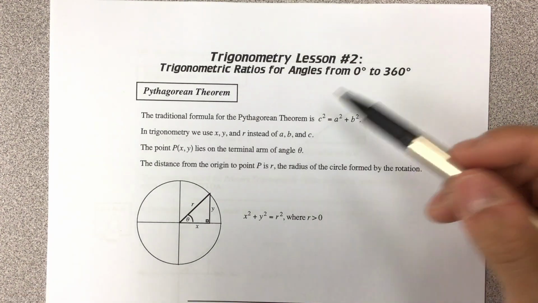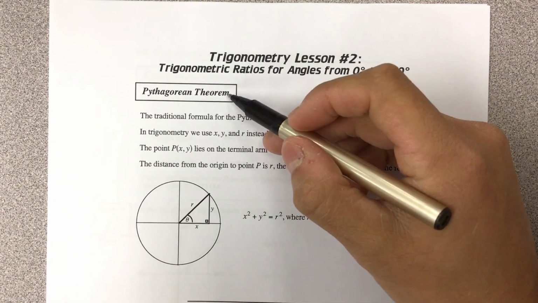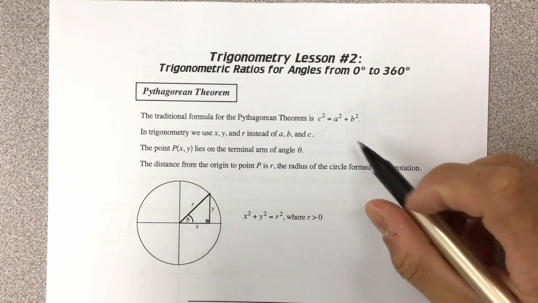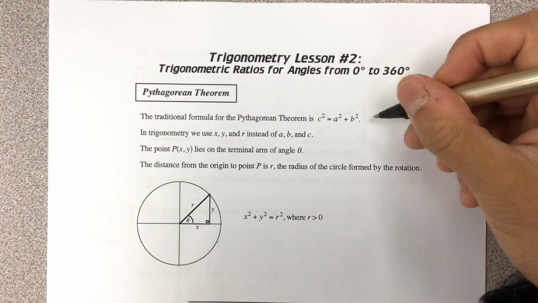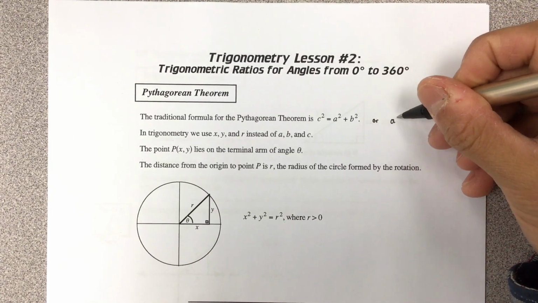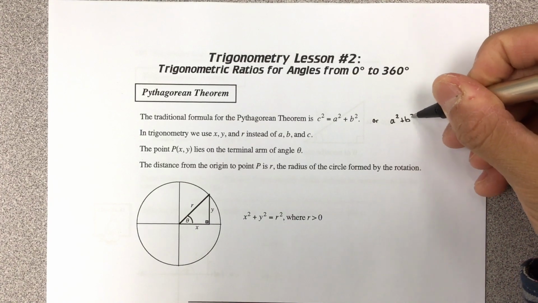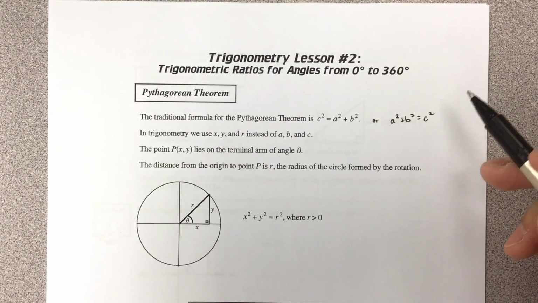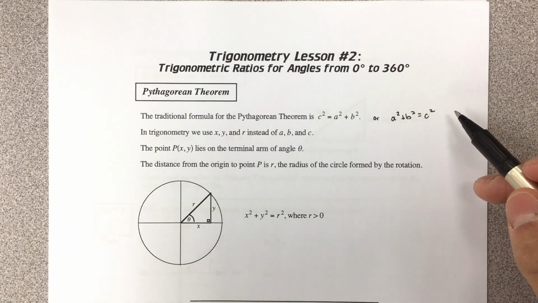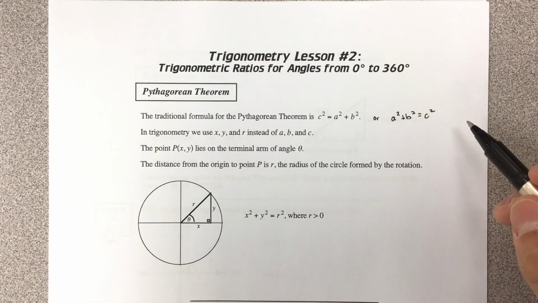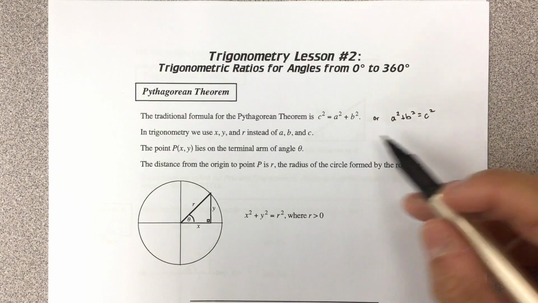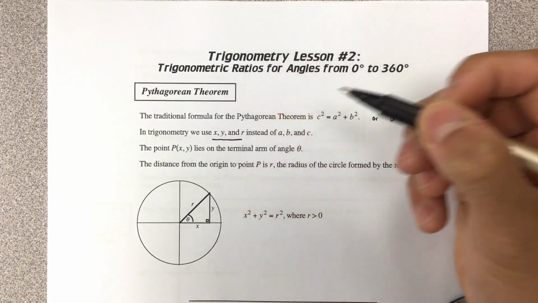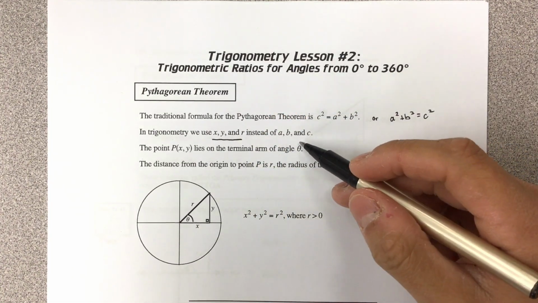Now the traditional formula that you've been used to seeing when we're looking at the Pythagorean theorem is this: c squared equals a squared plus b squared, or remember you can write it like this: a squared plus b squared equals c squared. Now in trig we can also, instead of using a, b, and c as variables, use x, y, and r. And I'll show you why we would use these three variables instead of a, b, and c.